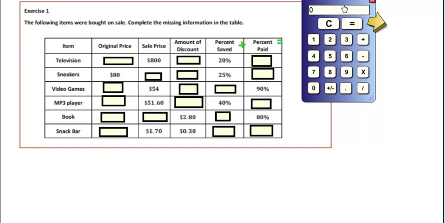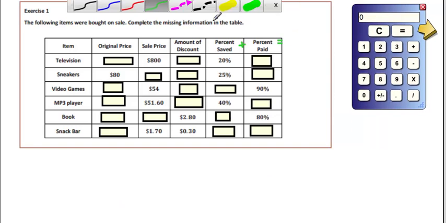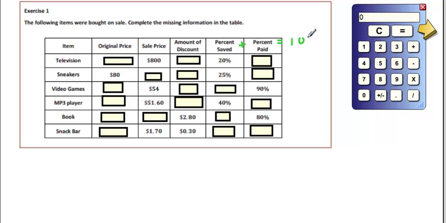Let me just move this calculator off a little bit to the side so we have room to write that. Percent saved plus percent paid equals 100%. Because remember, 100% is all of it. If you're paying full price, you're paying 100%. So that means if you saved 20%, subtract that from 100%, you would be at 80% for percent paid.